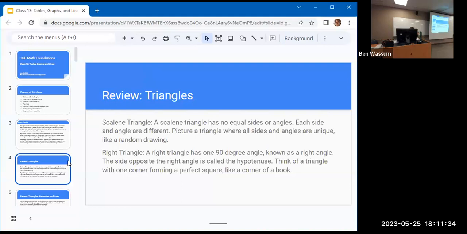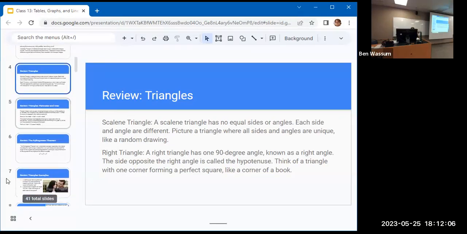Then we have scalene. Those are kind of the most basic thoughts of a triangle. No equal sides or angles, so everything's at least a little bit different. And right triangles, those are the ones we use the most in math because they're most useful. They have a 90-degree angle, which is the right angle, and the side opposite that right angle is called the hypotenuse. That's always going to be the longest side of the triangle.